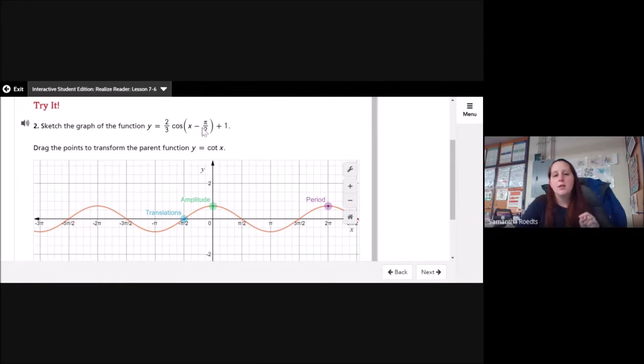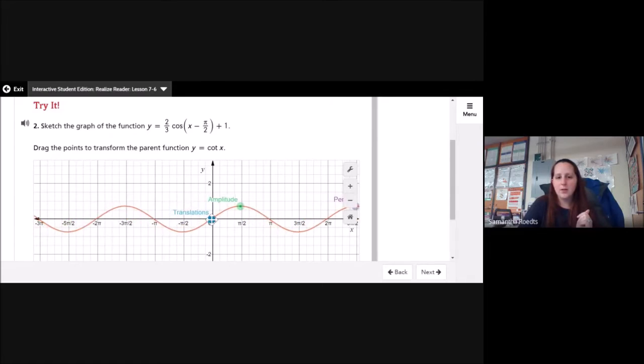Then this negative pi over 2 tells me that I'm moving left or right. So minus pi over 2 tells me that I'm moving pi over 2 this way. I'm moving to the right, so I'm going to go to 0. And then the plus 1 tells me I go up 1.